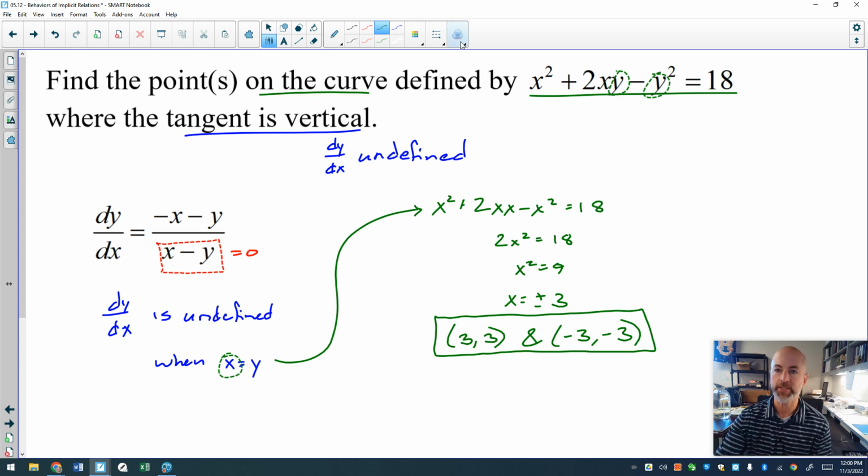And there's your answer for this first question. The tangent is vertical when the derivative is undefined. And then sometimes you have to do a little bit of extra algebra to find the x and the y. So let's try another one.